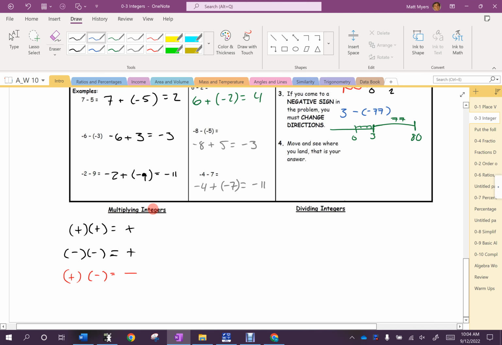Are multiplying and dividing related? Yeah, because 2 times 3 is 6, and 6 divided by 3 is 2, right? So what would happen if I did a positive divided by a positive? What will the answer be? Positive. What if I did a negative divided by a negative? Are they the same sign? So I'm going to get a positive. What if I did a positive divided by a negative?